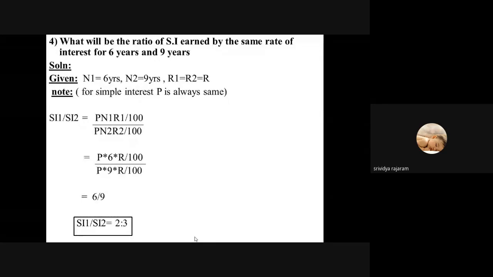Shall we proceed with the next problem? Yeah, fine. Let's proceed with the next problem.